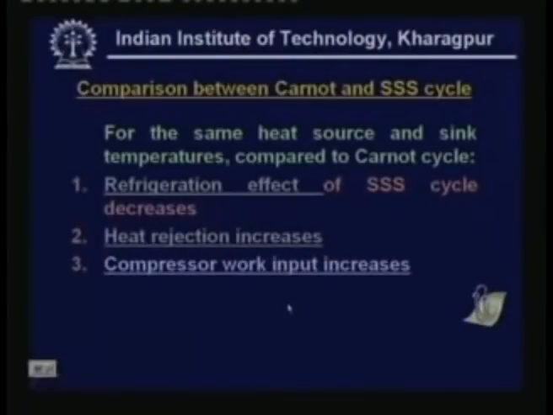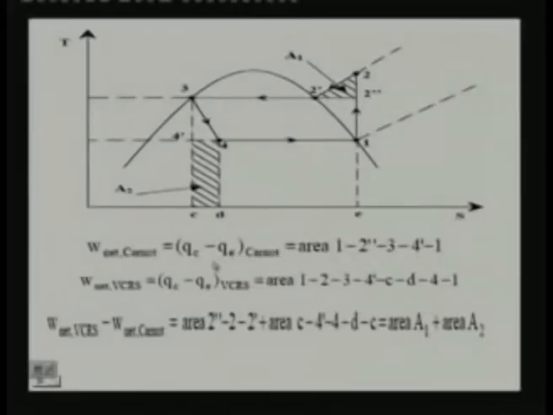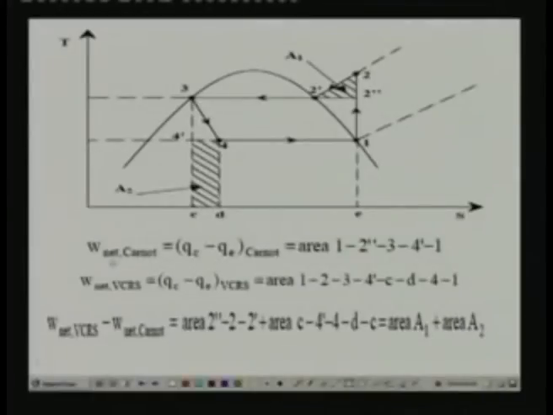Now because of the differences in refrigeration effect and heat rejection rate, you find that the compressor work input increases when you change over from the Carnot cycle to the standard vapor compression cycle. Again, with the help of the TS diagram, we can show this. If you look at the TS diagram, you find that the net work input of the Carnot cycle is nothing but QC minus QE of the Carnot cycle, that is nothing but area 1, 2'', 3, 4', 1, that means this area.